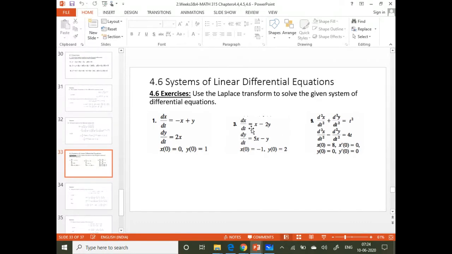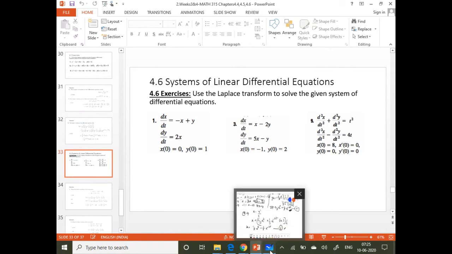Read the problem. X prime is equal to x minus 2y. Y prime is equal to 5x minus y, and initial conditions are given. And then we have a problem of second derivatives. I'll solve them one by one.